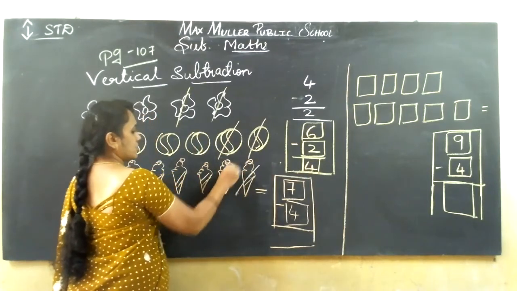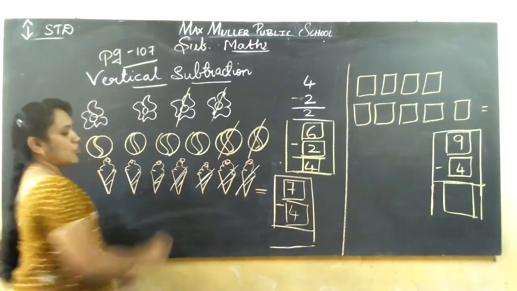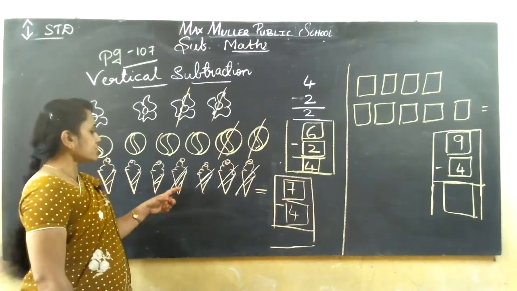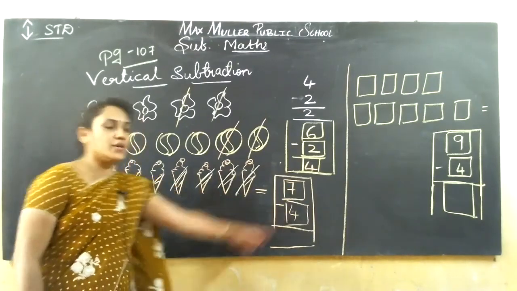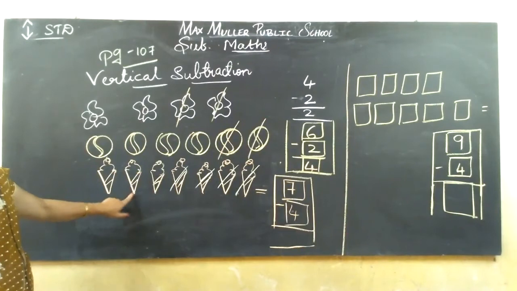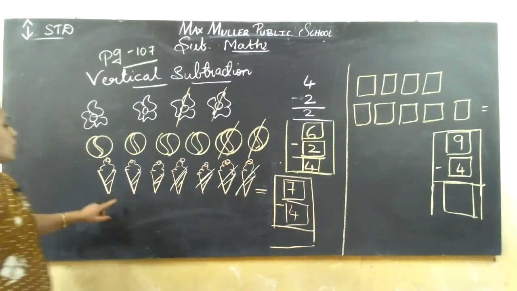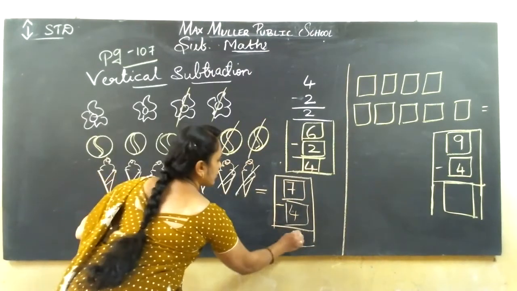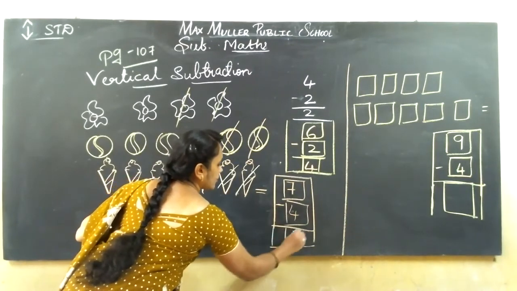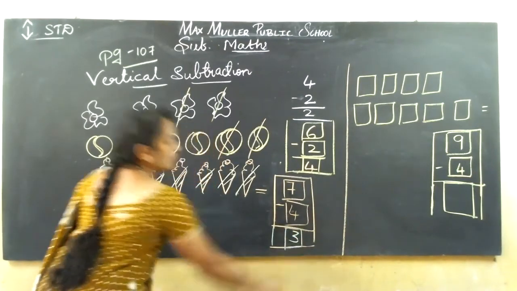1, 2, 3, 4. How many ice cream cones have you cut? 1, 2, 3, 4. Write 4 here. What's the balance? How many are left? 1, 2, 3. Write the answer 3 here. Understand? You should write the answer 3 in the box.